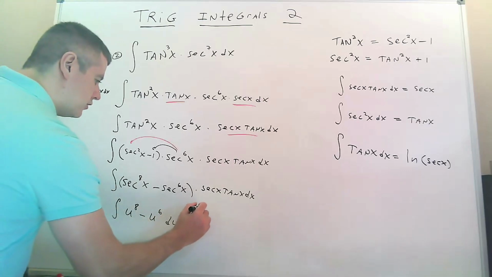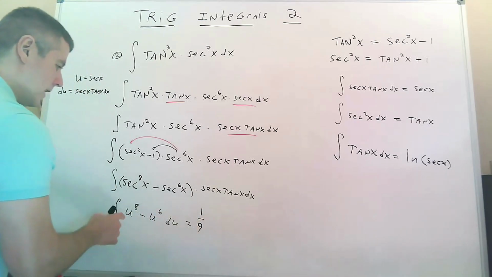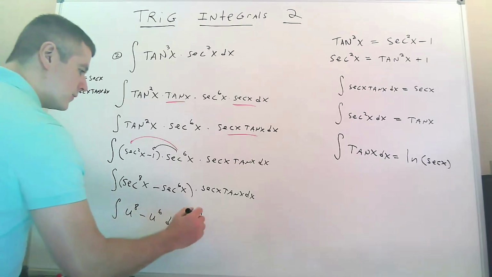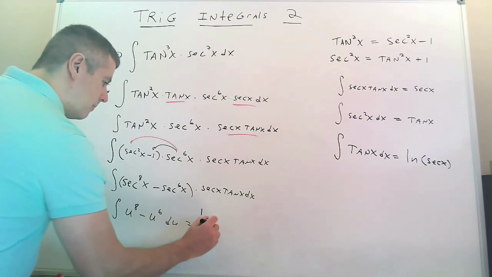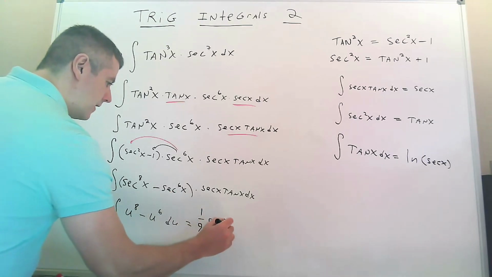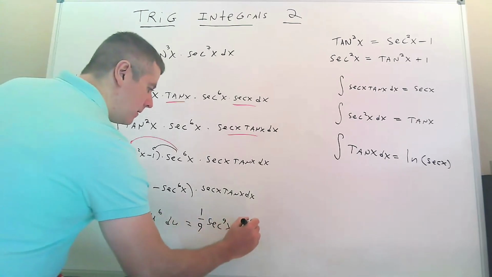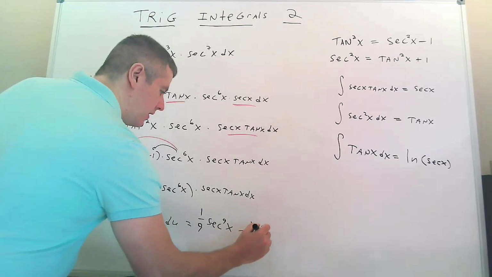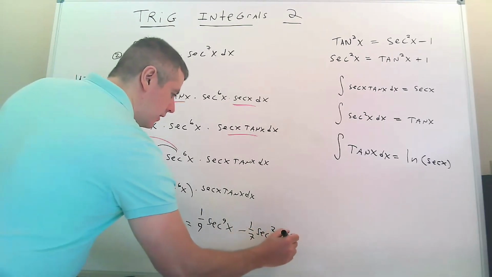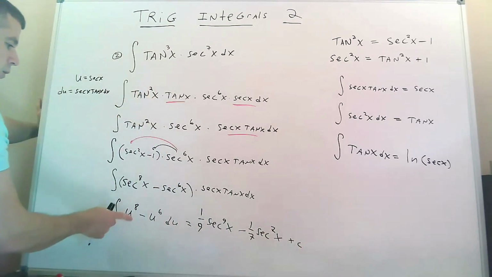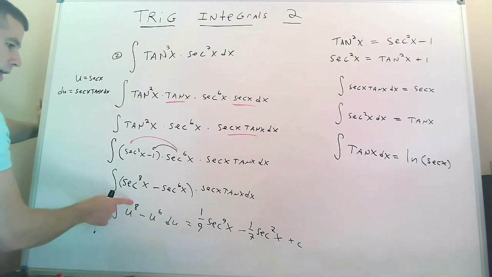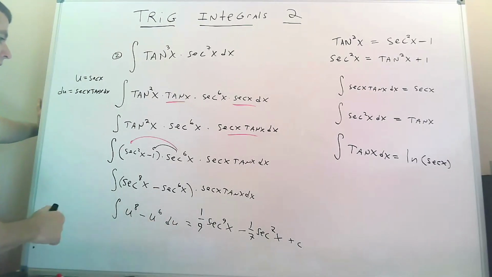So I'll jump just to the answer. You're gonna get 1/9, right? Add 1, divide, and it's secant this time. So it's secant to the 9th. Minus, and again, add 1 to the power, divide. So you get 1/7 secant 7th, and yes, plus c. Right? Add 1, divide. Add 1, divide. Or add 1, flip it and put it in the front. Whatever you like. That's what I do too.